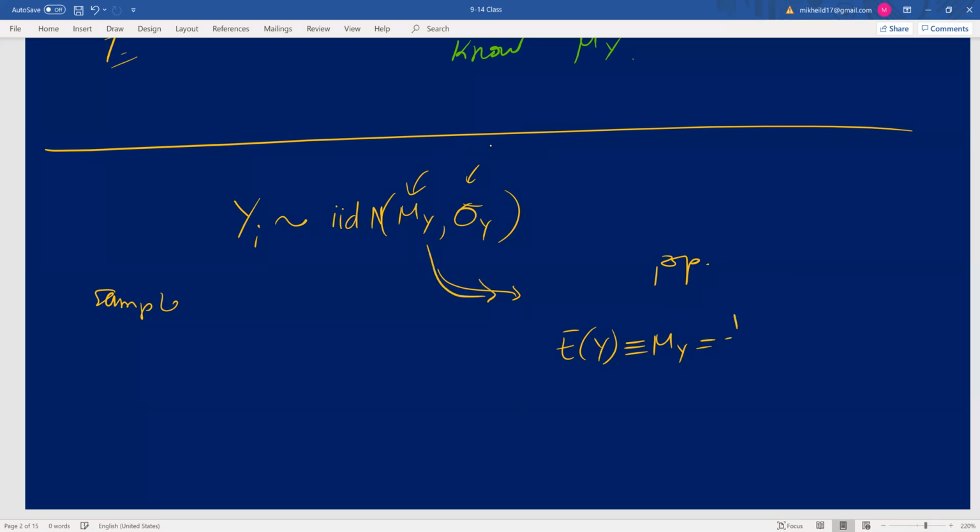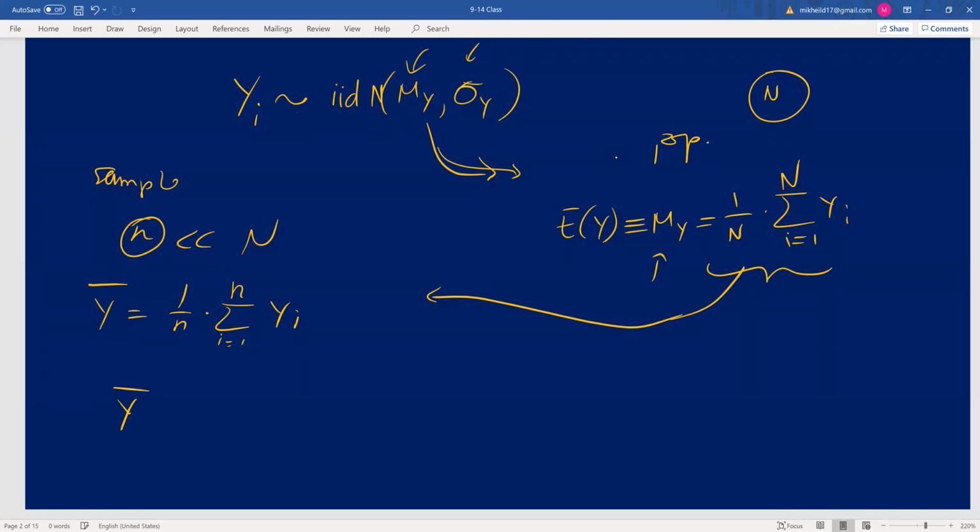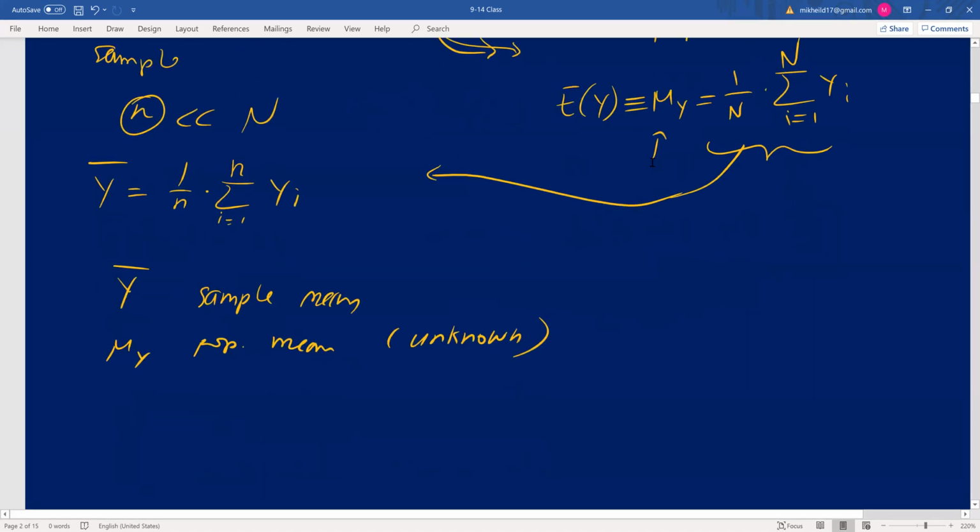And you already know that's 1 over N times the summation of Yi, where i changes from 1 to capital N, but you don't know this. I don't know this, but I can take a sample of size n, which is much less than N, where population size is N, and then I can calculate Y bar in an identical way. That will be 1 over small n times the summation of Yi, where i changes from 1 to your sample size. That's all. So Y bar is the sample mean. Mu of Y is the population mean. This is unknown, but we know the sample mean.